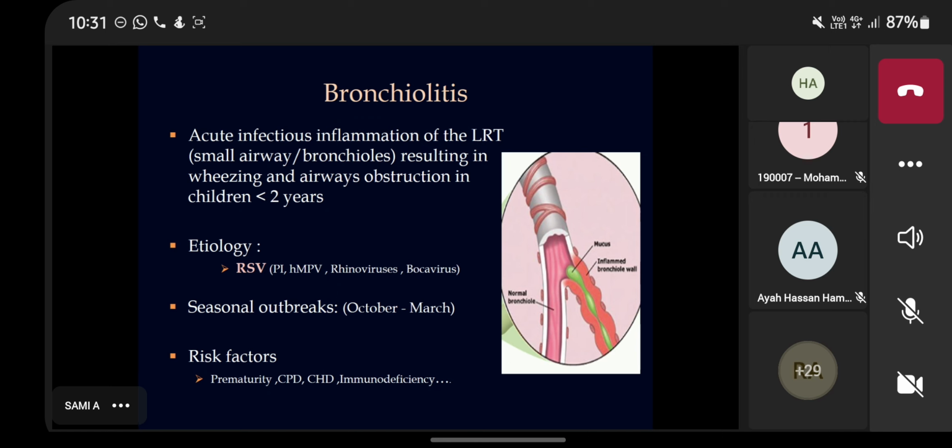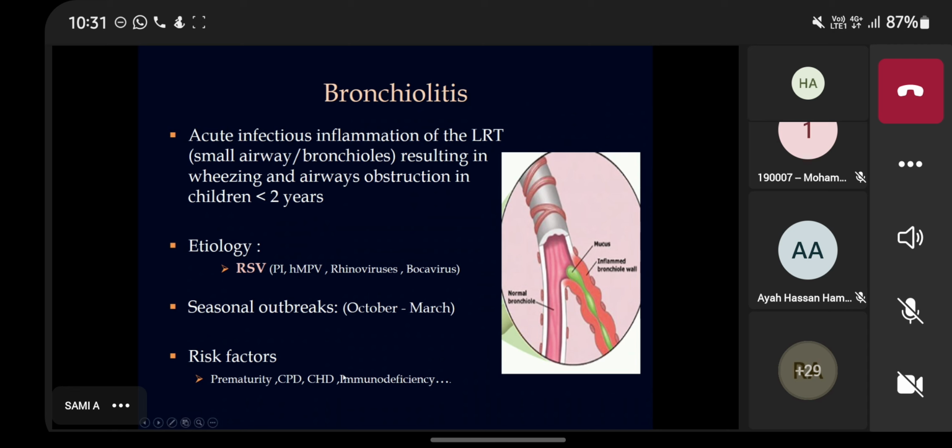Now, RSV is the leading virus causing bronchiolitis, and RSV usually causes regular outbreaks, which last 2 to 3 months. It usually begins in late fall or winter. In the Kingdom, it usually occurs between October and March, and you will see some variation in various countries in terms of seasonality. Other viruses that may cause bronchiolitis include parainfluenza, human metapneumovirus, rhinoviruses, and bocavirus.